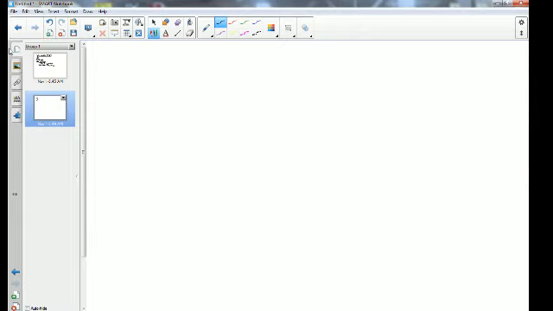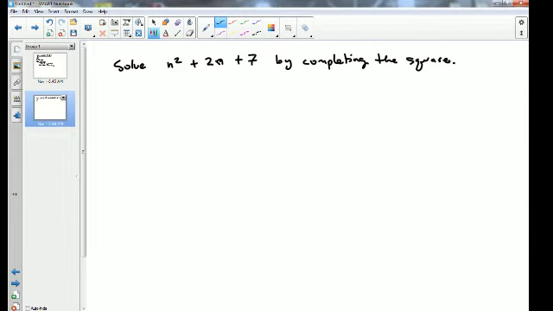So if we say solve n squared plus 2n plus 7 by completing the square, and this is going to have an equal 0 on it. If you remember our families of functions, this is our goal, to make it look something like that. We're completing this squared, right? The question is, how do you do it?